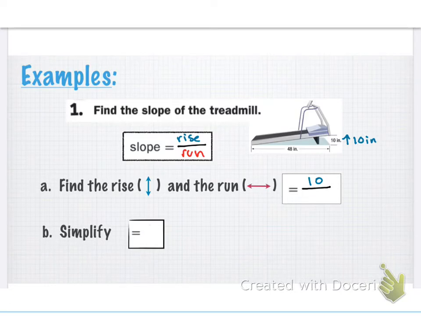We have our fraction bar, and then our run is going to be 48 inches. Let me put inches here. Okay, and that's our slope. But we can simplify this to a 5 over 24. So our final answer is going to be 5 over 24. That is our slope for this treadmill.